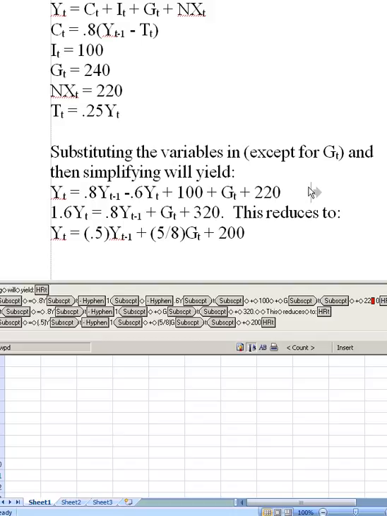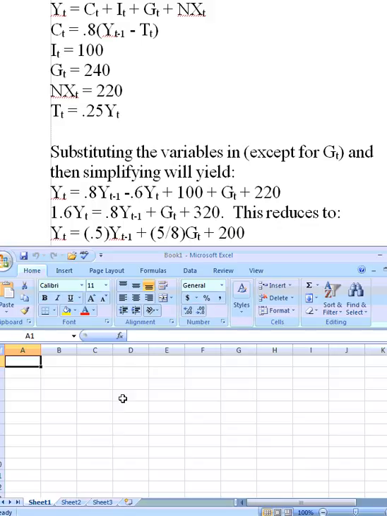Then we want to get it so that on the right-hand side are only either numbers, lagged variables, for example yt minus 1, or exogenous variables like government spending. So we add 0.6 yt to both sides and combine the numbers, we get this equation. Then we will divide both sides by 1.6 because we don't want any numbers on the left-hand side. That gives us this equation here. This bottom equation is the equation that we will be using when we plot it.